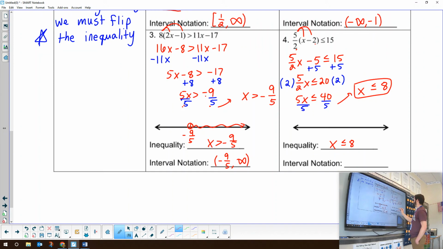I can put a point at 8. I'm going to fill that point in because it's equal, and it's going to go to the left. And lastly, my interval notation is going to be -infinity to 8 with a bracket and a parentheses.